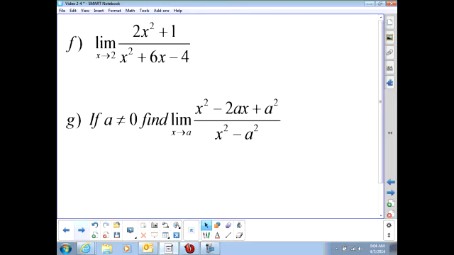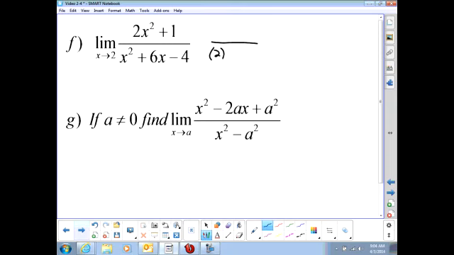Okay, a couple more examples. Remember, our first thing we want to always try is direct substitution. In example F here, the problem we could run into is if when we do direct substitution, the denominator will be 0, because then it would be undefined. So let's test the bottom.